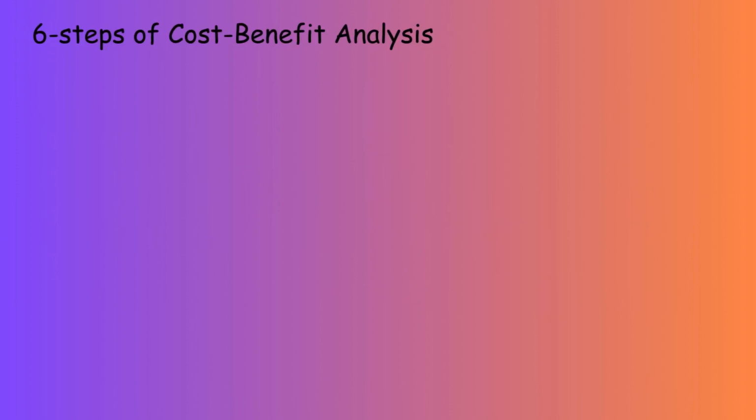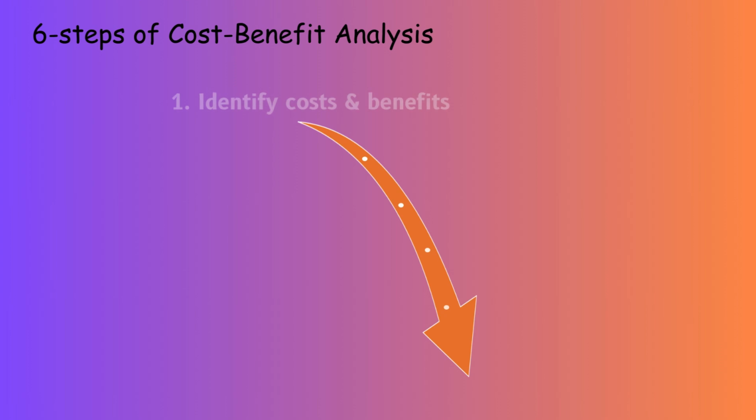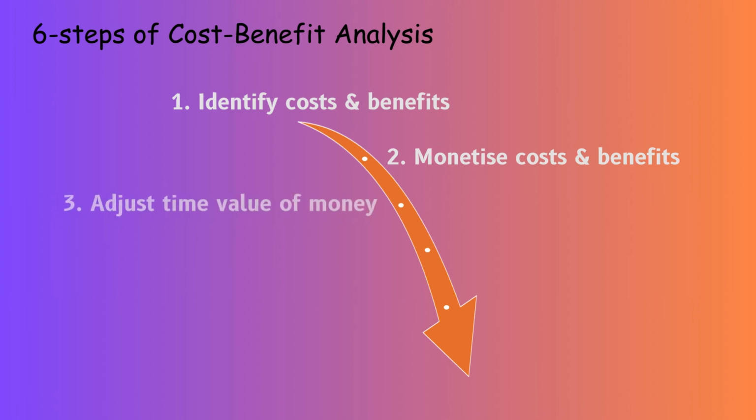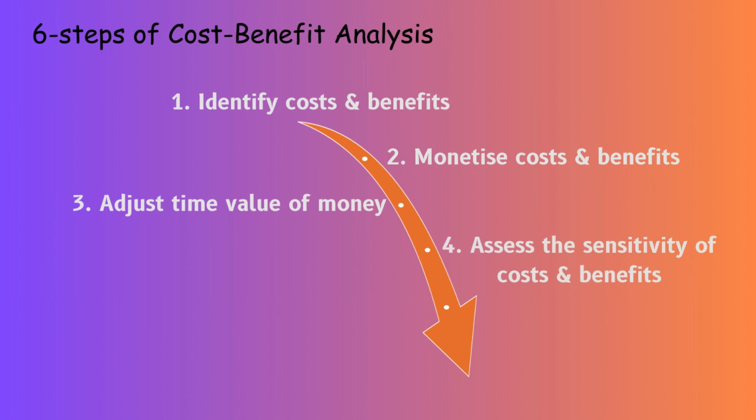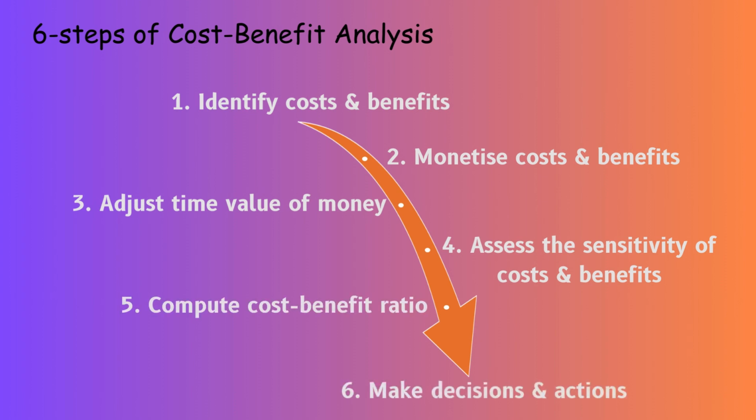To employ it effectively, we will walk through 6 steps. Initially, we must identify costs and benefits, followed by monetizing them. Then, we need to adjust the time value of money and evaluate the sensitivity of costs and benefits. We can then calculate the cost-benefit ratio and determine actions based on this ratio and the sensitivity of costs and benefits.